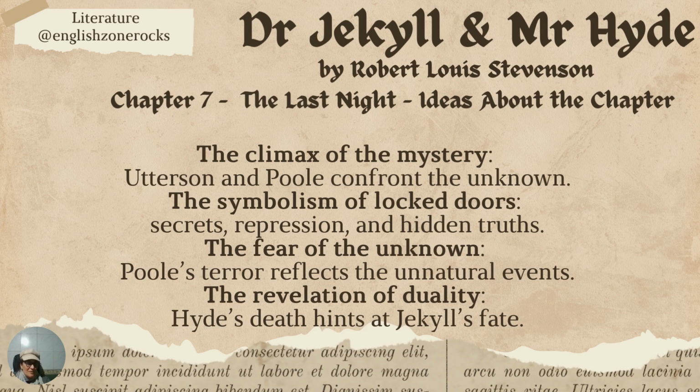So, some ideas about the chapter. The climax of the mystery. Utterson and Poole confront the unknown. Notice that it's "the unknown" because it starts with a vowel sound. The symbolism of locked doors, secrets, repression, hidden truth, the fear of the unknown. Poole's terror reflects the unnatural events. The revelation of duality. Hyde's death hints at Jekyll's fate.